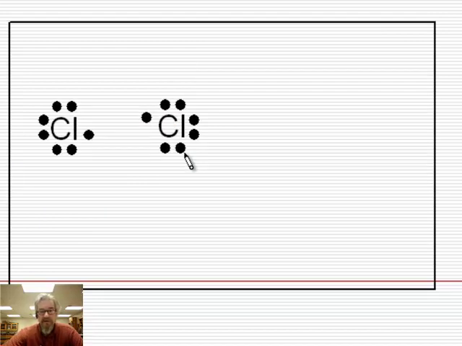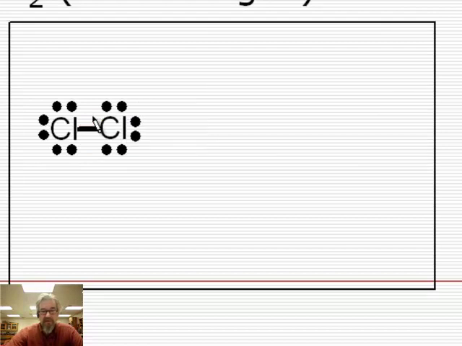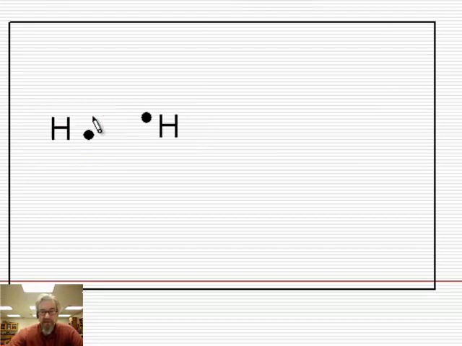Chlorine gas. It's just two atoms that make a molecule. This chlorine needs an electron, so does this one. So that's how the sharing takes place. Or two hydrogens. Hydrogen needs to gain an electron through sharing, and so does the other hydrogen. So they make that molecule.